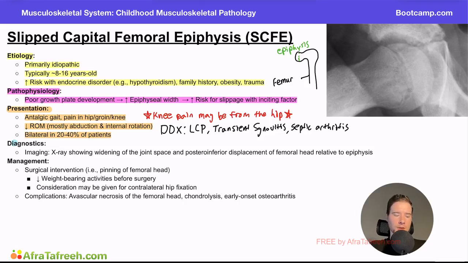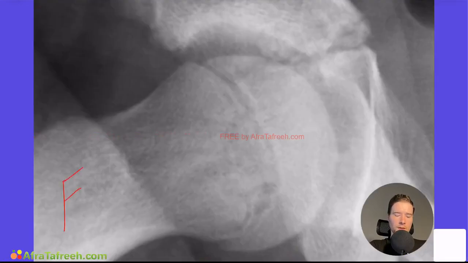Now, when we turn our attention to the diagnostics here, the imaging is going to show widening of the joint space and posterior inferior displacement of the femoral head relative to the epiphysis. So if we draw our attention to our image over here, we can take a closer look. So just to briefly orient you, we have the femur over here, we have the acetabulum over here, and we have the epiphysis right here. It's kind of this growth plate line that you can see in the middle.